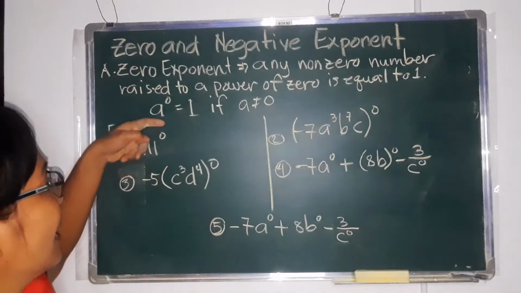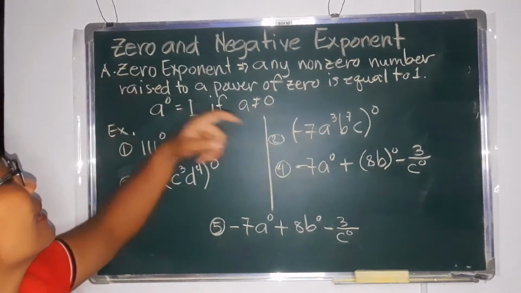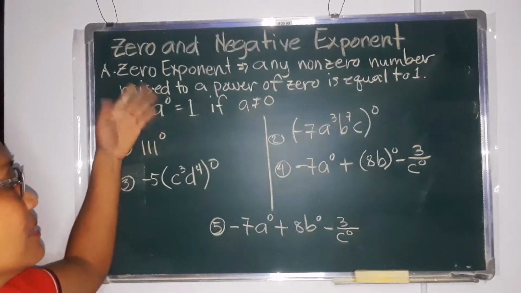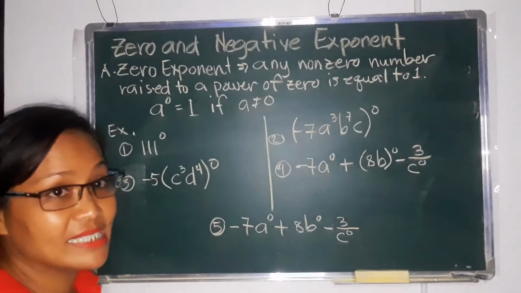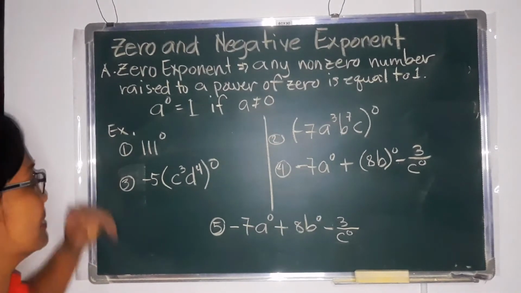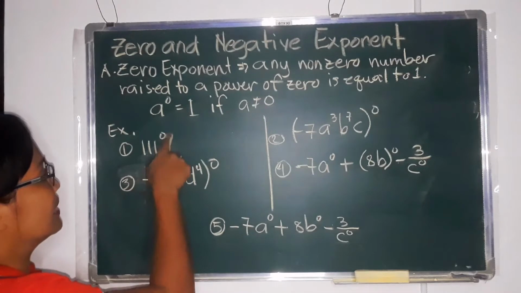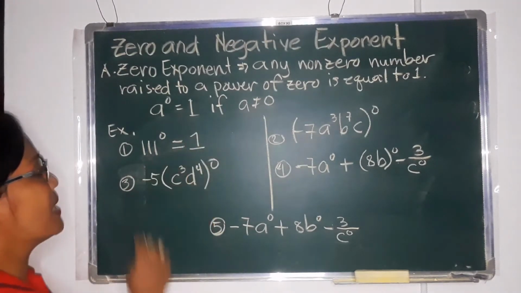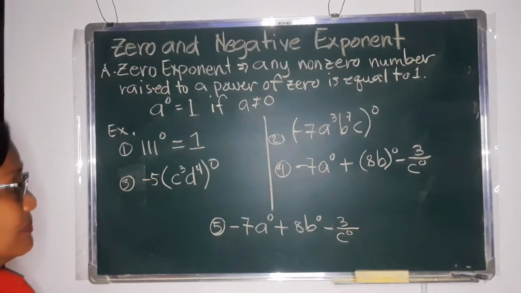So meaning to say, a is our base. As long as the base is not equal to 0, then the answer is always 1. To understand the lesson, we will tackle the examples. So 111 raised to 0 is automatically 1 because the base is not 0.